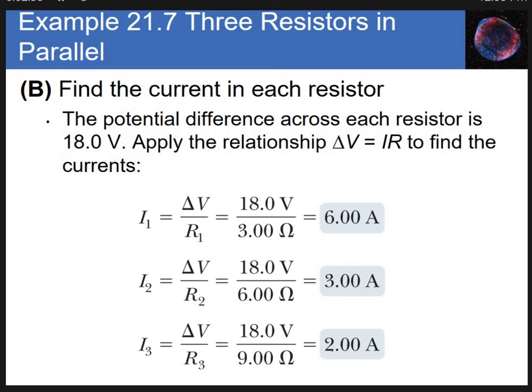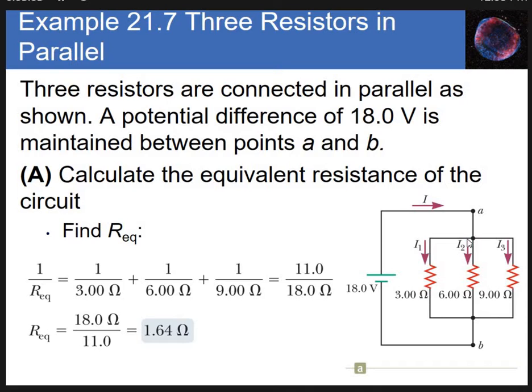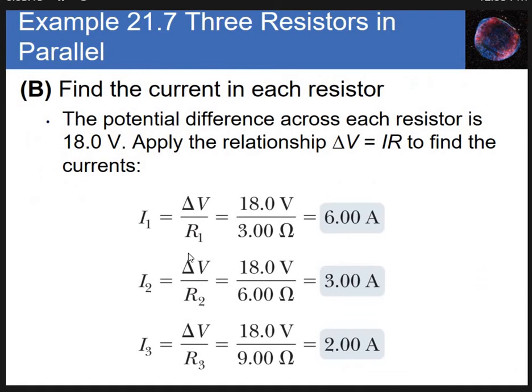But because they are in parallel, let's go back a little bit. They are in parallel, that means that the voltage between points A and B is the same. The voltage for the 3 ohm resistor, 6 ohm resistor and 9 ohm resistor, because they're in parallel, is going to be the same. That's why in the equation, instead of putting V1, V2 and V3, they're using the total voltage, which is V, 18 volts. So 18 volts divided by 3 ohms is 6 amperes. 18 volts divided by 6 is going to be 3, and 18 volts divided by 9 is 2. And if you add these 3, the total is going to be 11, which is the total current of the system.